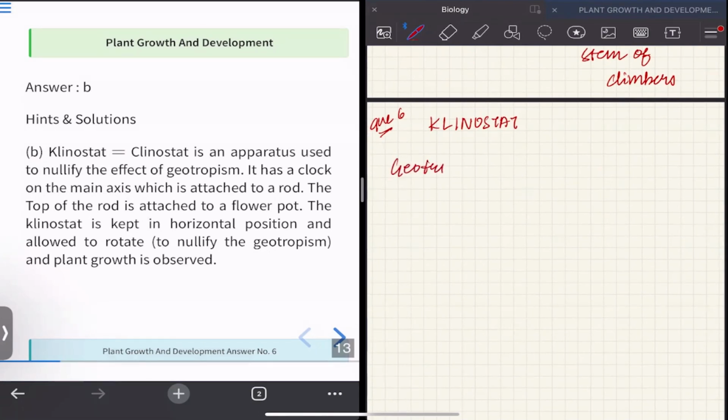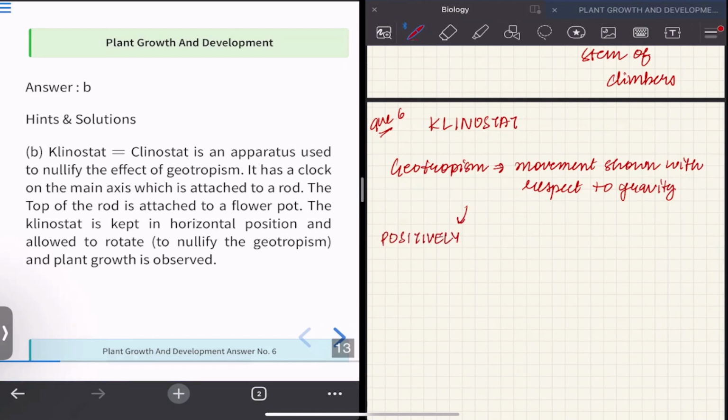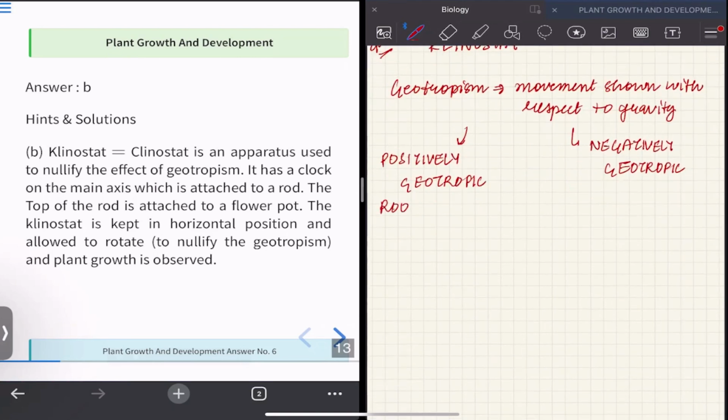What is geotropism? It is the movement shown with respect to gravity. It can be either positively geotropic or negatively geotropic. Roots are actually positively geotropic, that is, they grow towards gravity. Whereas stem is usually negatively geotropic, that is, they grow away from gravity.